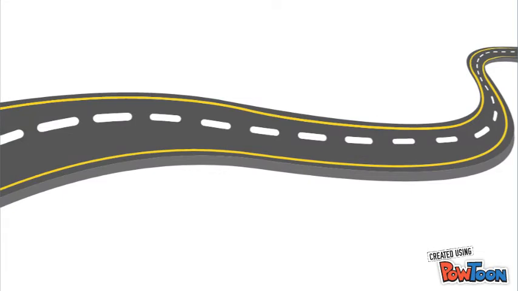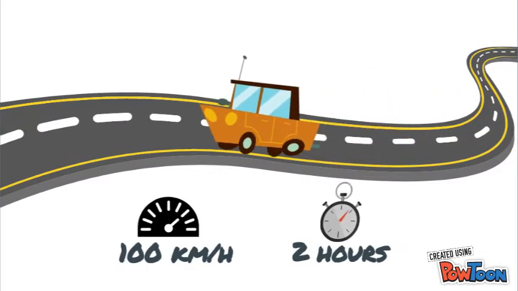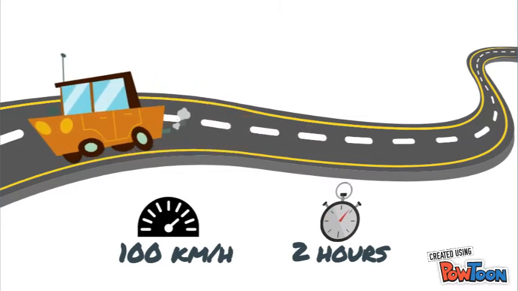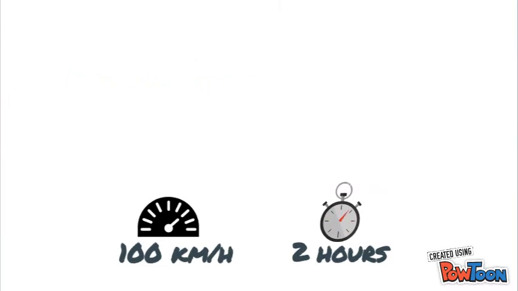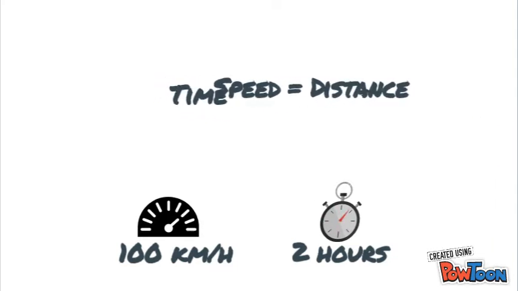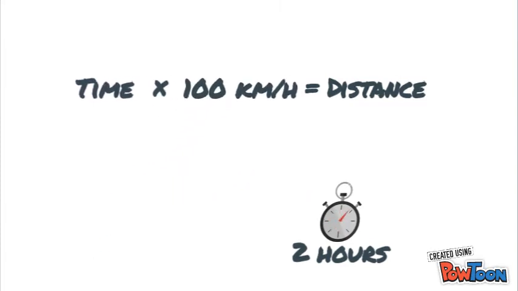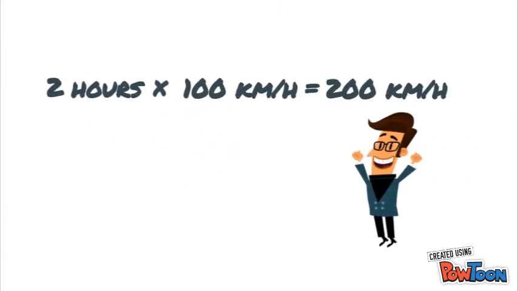As an example, you're in a car going down an empty highway at 100 kilometers an hour for 2 hours. You want to figure out how far you've gone, but how do you calculate it? We can use speed equals distance divided by time and rearrange to solve for distance. All that's left is to plug in our values and see that your distance traveled is 200 kilometers. But where did this equation come from?